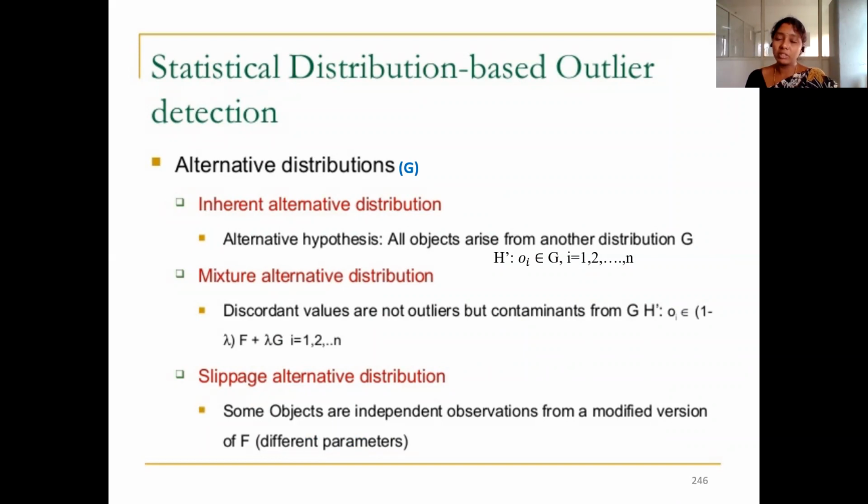Coming to the alternative distributions, we have three different ones. The inherent alternative distribution says that all the objects belong to the other distribution G. The mixed alternative distribution says that most of the objects belong to the initial distribution F, whereas some of the objects belong to the other distribution G. The last one, the slippage alternative distribution, says that mostly all objects belong to the initial distribution F, and some objects belong to a distribution which is a variant of the initial distribution F.